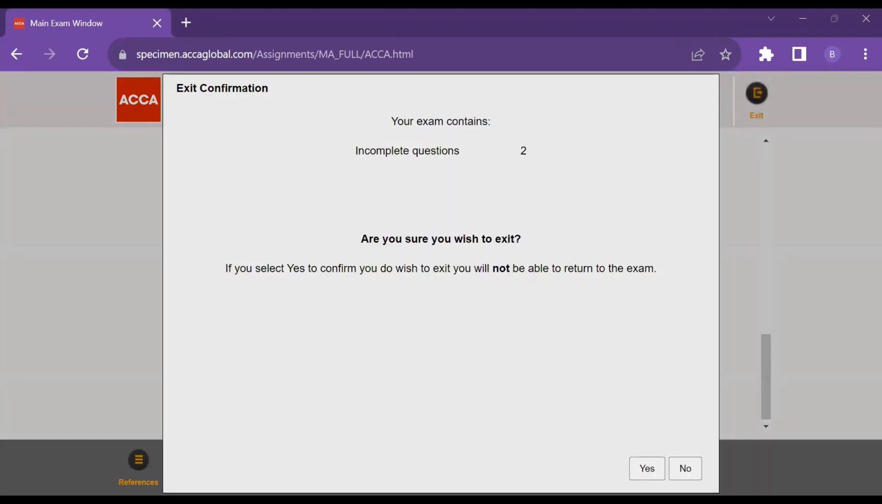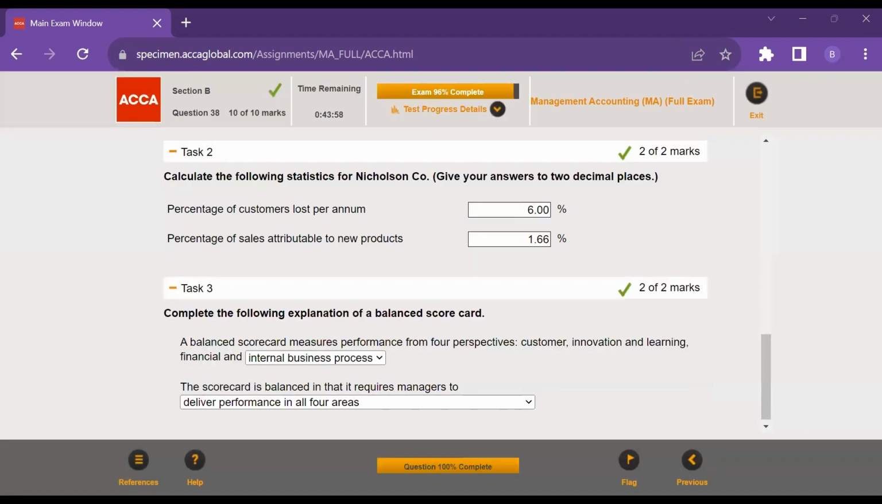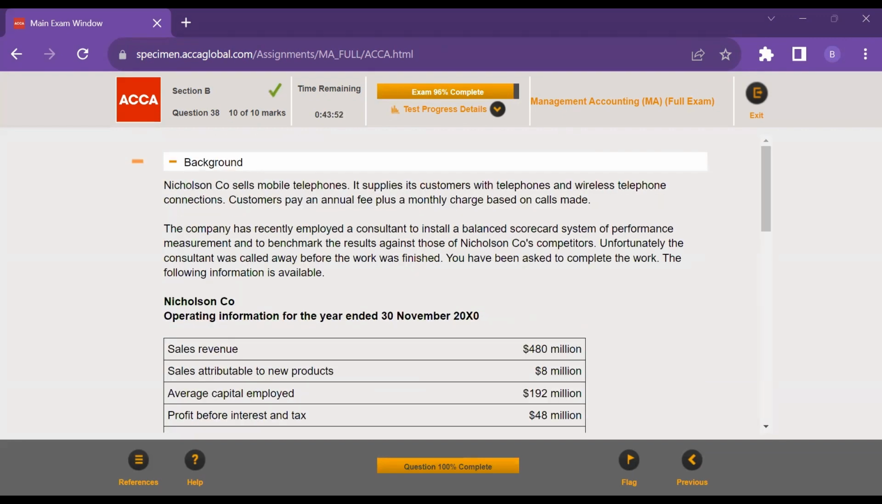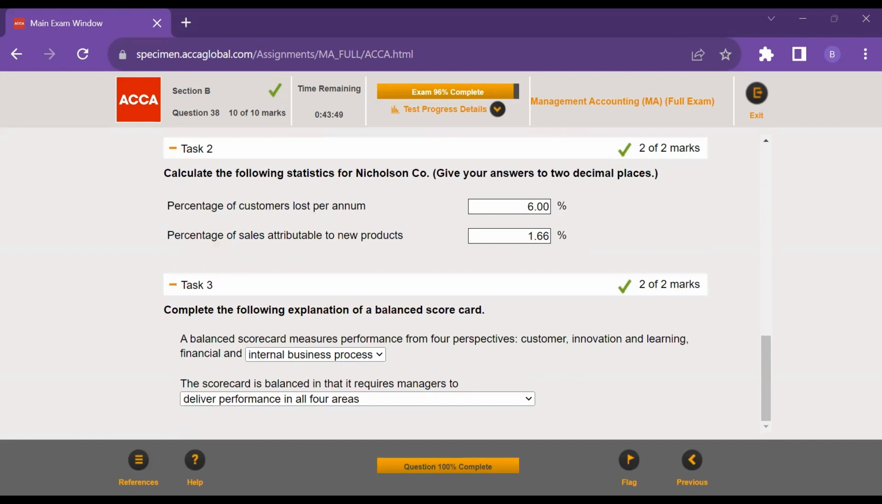Okay, so it does show me that there are some incomplete questions. Maybe I had entered my answers and it deleted those answers. So with this, we have come to an end to this exam.